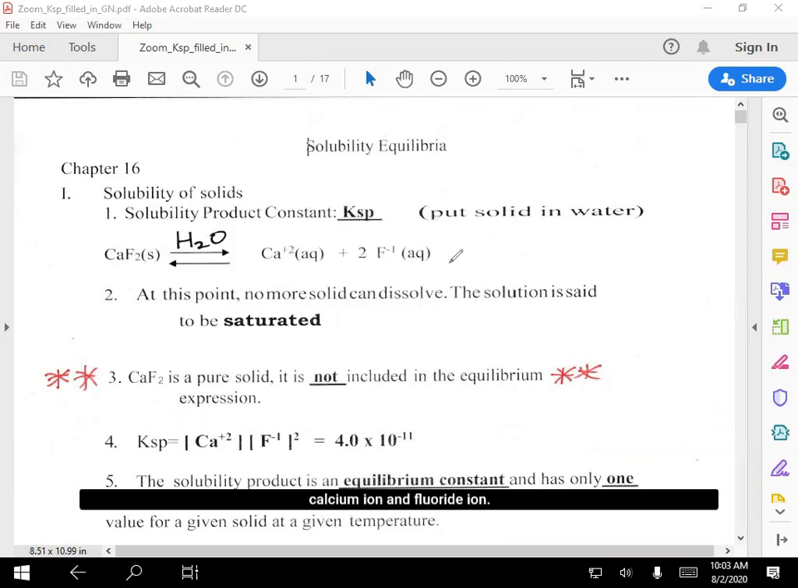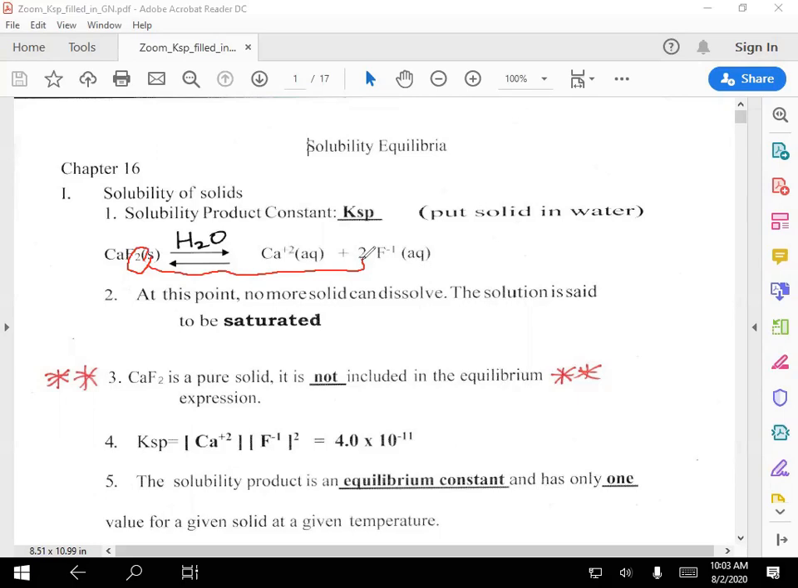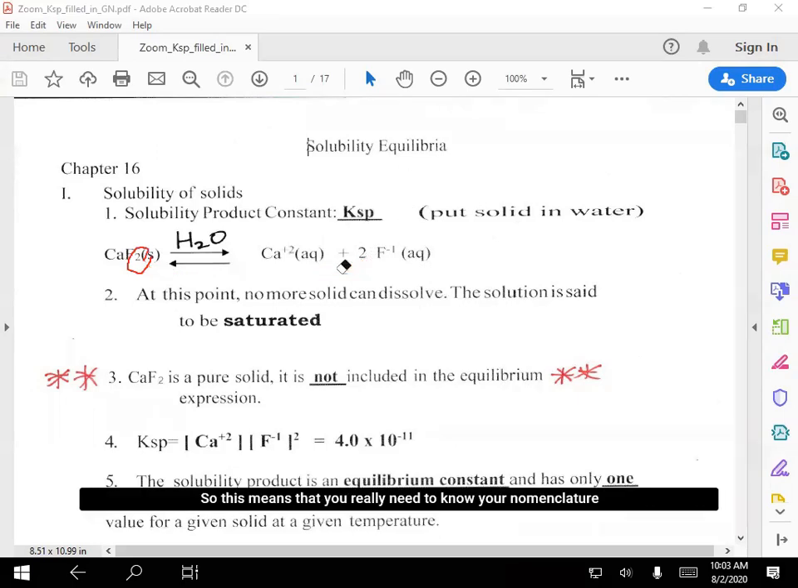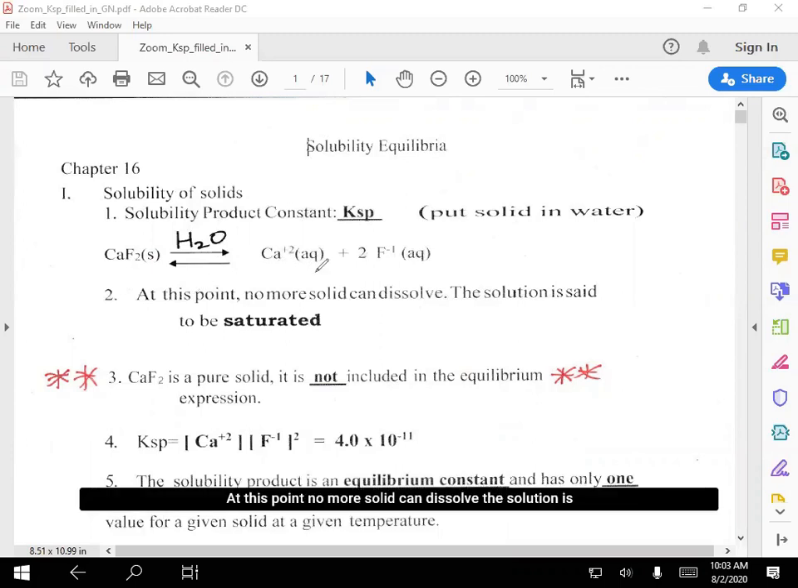and fluoride ion. So notice that from the formula of the calcium fluoride, we have 2 in our formula, and so then we have to remember to put 2 in front of the fluoride ion. So this means that you really need to know your nomenclature because you need to be able to have a balanced equation to do this properly. At this point, no more solid can dissolve. The solution is said to be saturated.